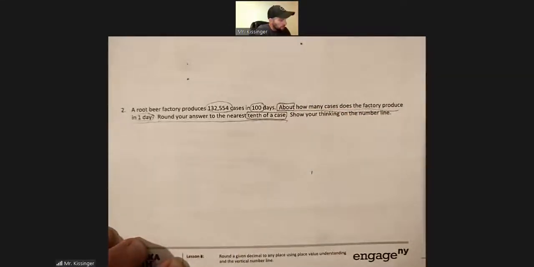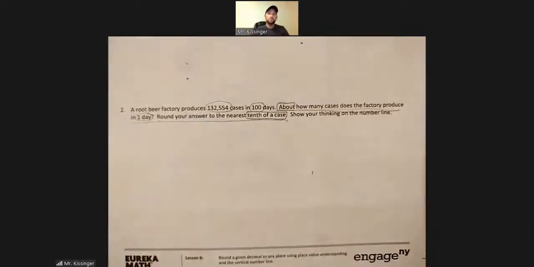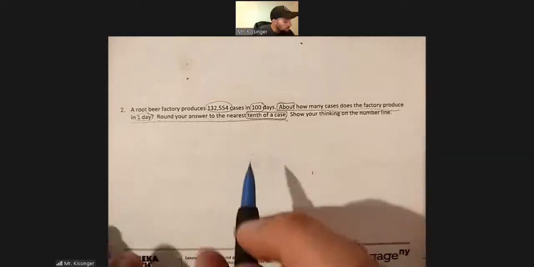So show our thinking on a number line. So if we have 132,554 cases in 100 days, and about how many cases does the factory produce in 1 day? To find out how many cases they produce in 1 day, we're going to need to divide by 100 to find how much they do in 1 day.